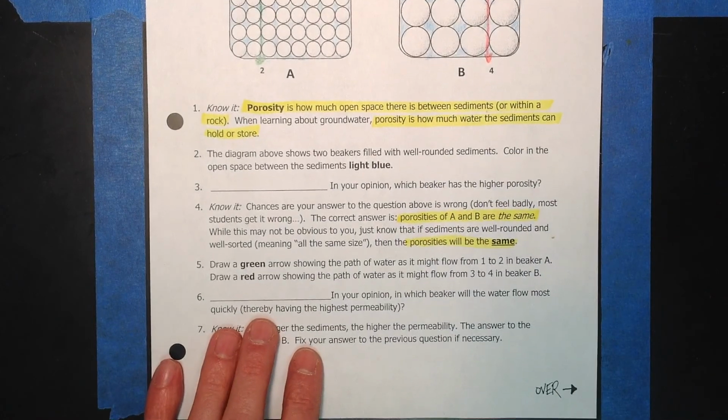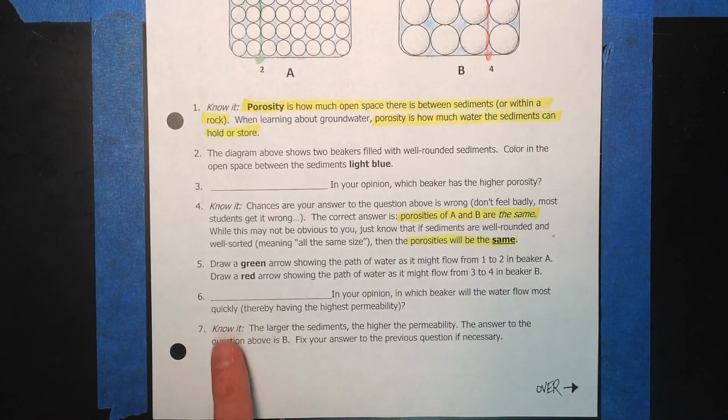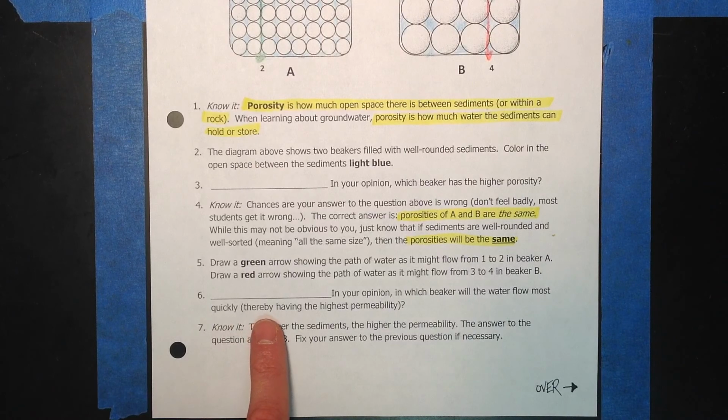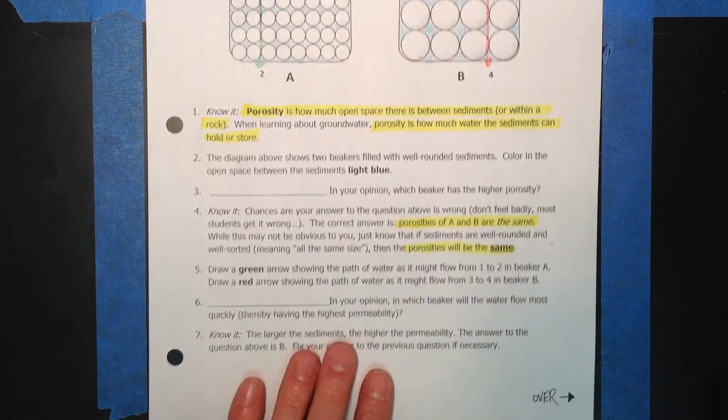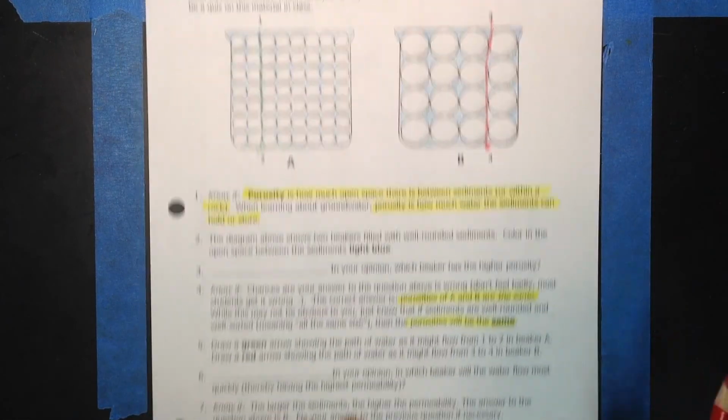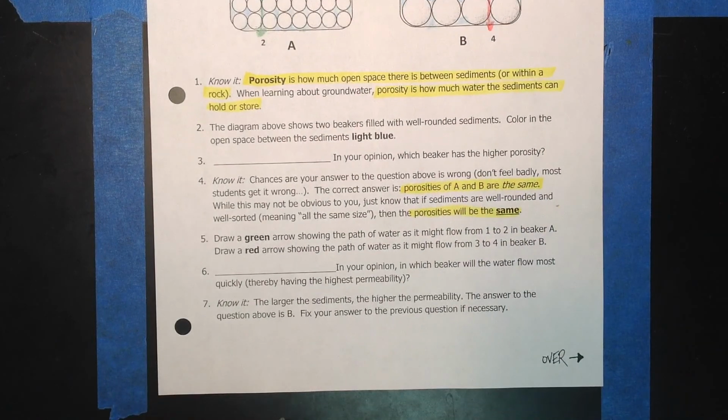Okay. 6. In your opinion, in which beaker will the water flow most quickly, thereby having the highest permeability? Permeability is how easily it flows through. Write your opinion on 6.